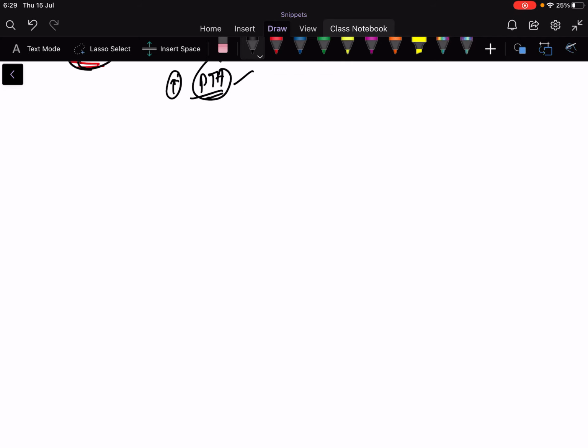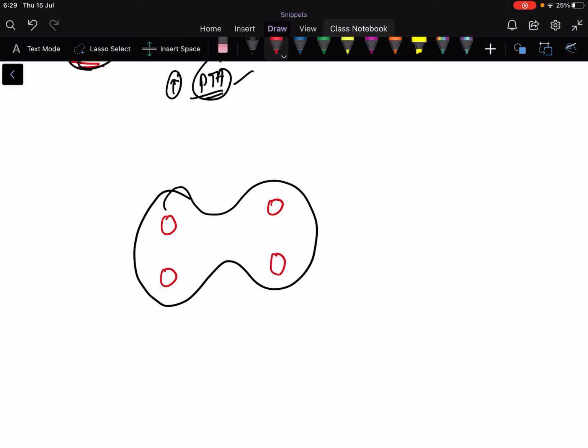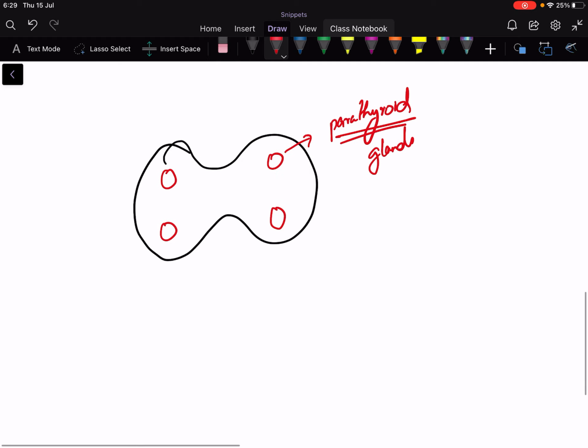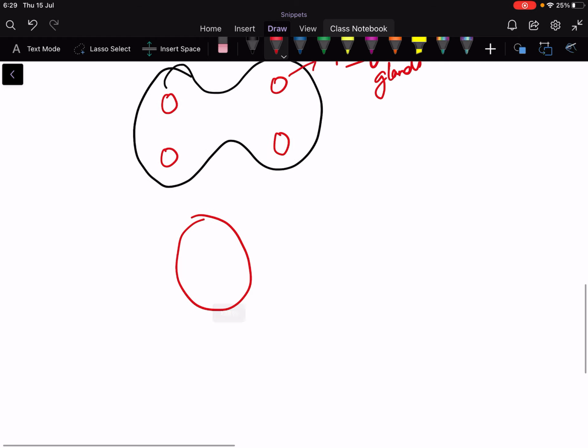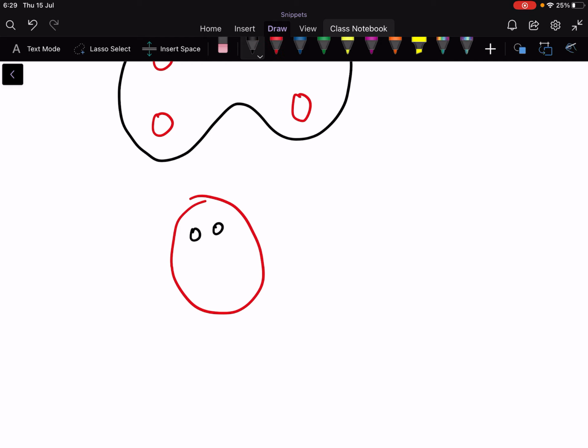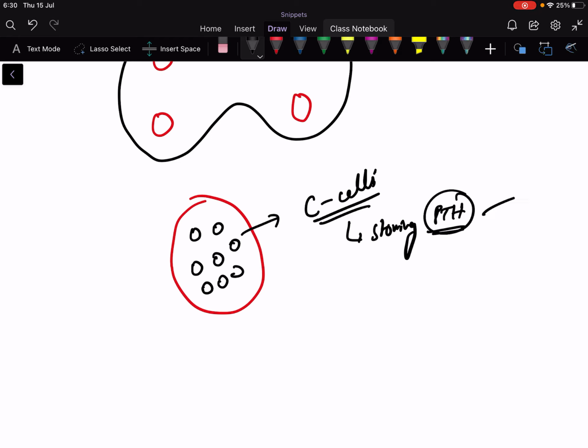So where is this parathyroid hormone produced? As you can see here, this is your thyroid gland, and at the back of the thyroid gland you can see these four parathyroid glands. If you zoom in on these parathyroid glands, in the parathyroid gland you will find certain types of cells, and these cells store the parathyroid hormone.